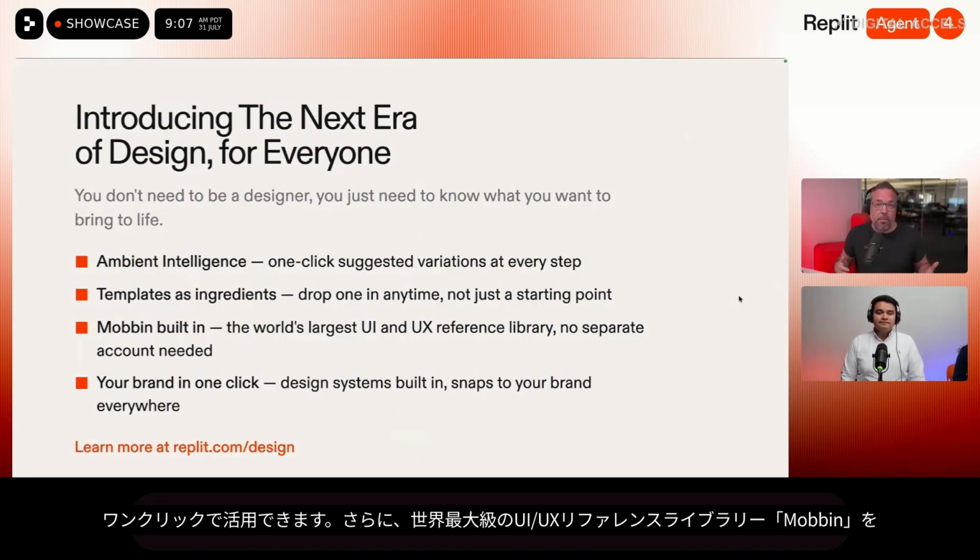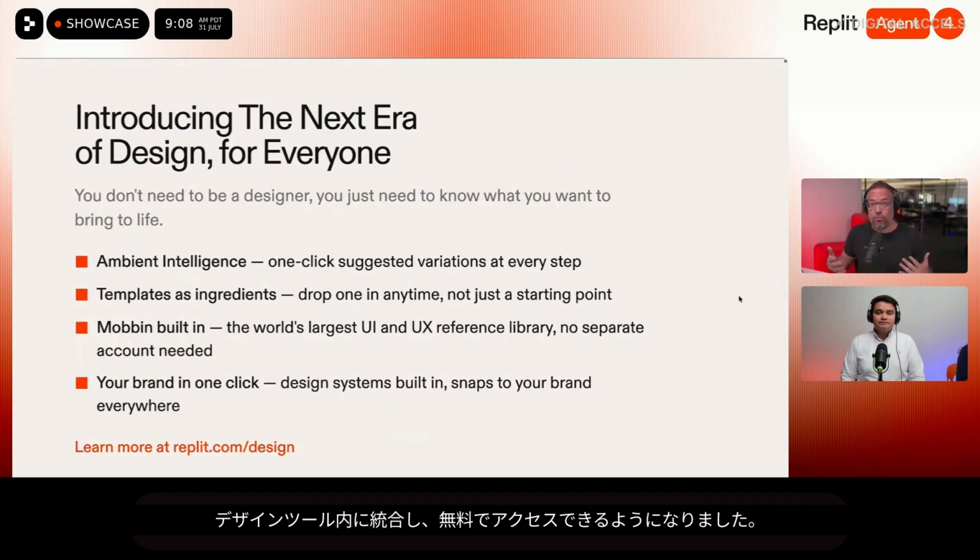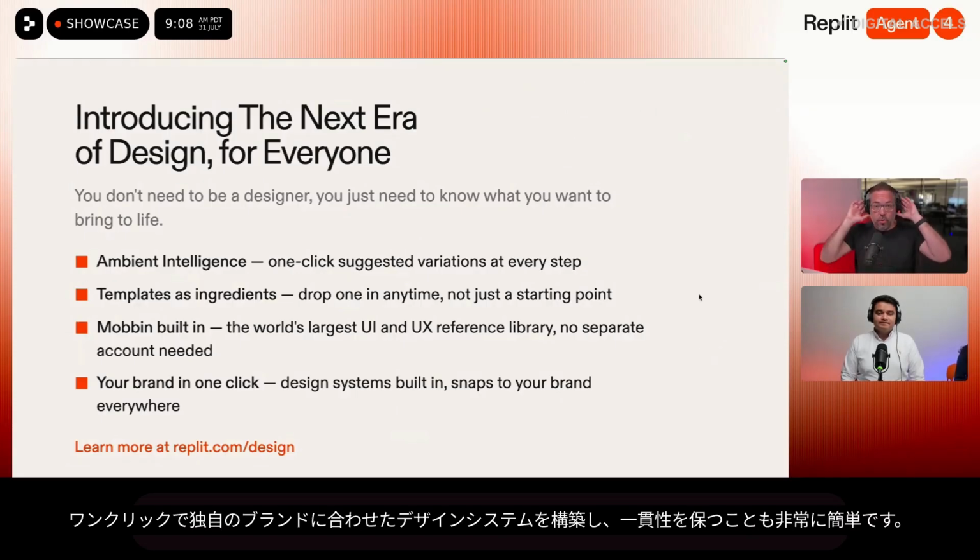We've also got Mobbin built in. This is the first time you have access directly to the Mobbin library inside of a design tool for free as you build. Having those resources, design inspiration, et cetera, baked in the cake is also really cool. And there's also the ability to bring your brand in and build design systems with one click. So Replit Design makes it really easy to maintain consistent design throughout.